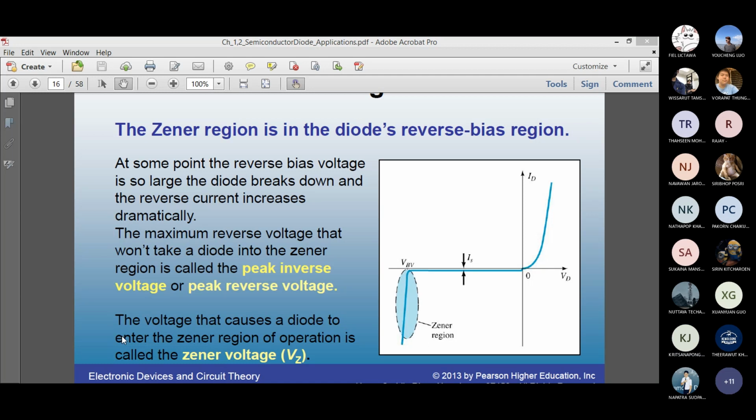Let me ask you the question again and listen carefully. You want to add reverse voltage to a diode. Can you just add as much as you want? We cannot add more than... More than which one? You cannot add more than what? You cannot add more than the peak inverse voltage. Yeah, the peak inverse voltage. That is the limit.